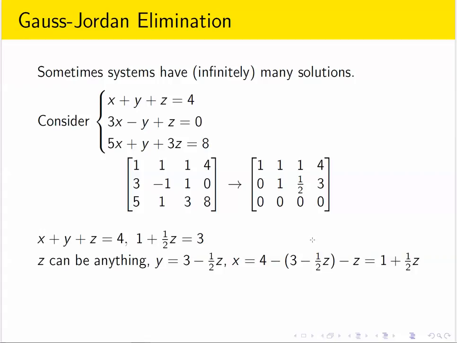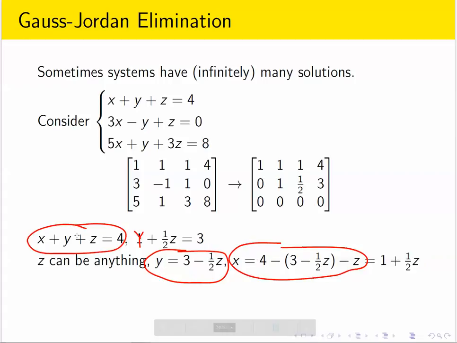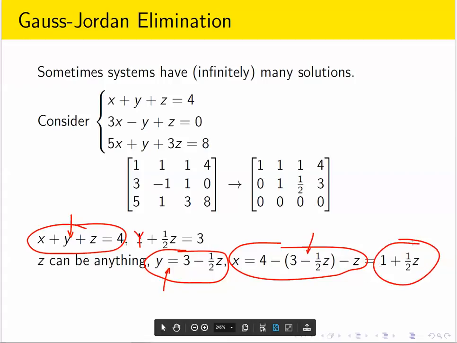Now, I'm simplifying the equations here. So this is y plus 1/2 z equals 3. I'm isolating y, so y is 3 minus 1/2 z. And then in this equation, I'm isolating x, and where there was a y, I'm replacing it with this expression that tells us the value of y. That's where this came from.